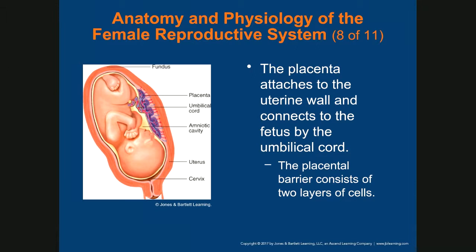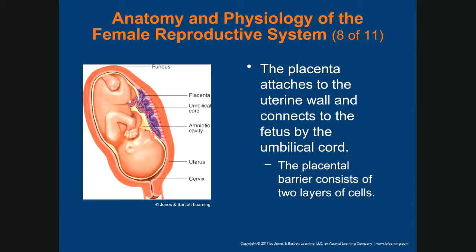All right, now the placenta. At about 4 weeks, the placenta will form, right? And the placenta acts as a liver for the fetus. It also acts as the fetal lung. It produces antibodies. It transports nutrients and excretes waste, right? So it's the lifeline for the fetus as it develops. So the placenta attaches to the uterine wall and connects to the fetus by the umbilical cord, depending on how you want to pronounce it.